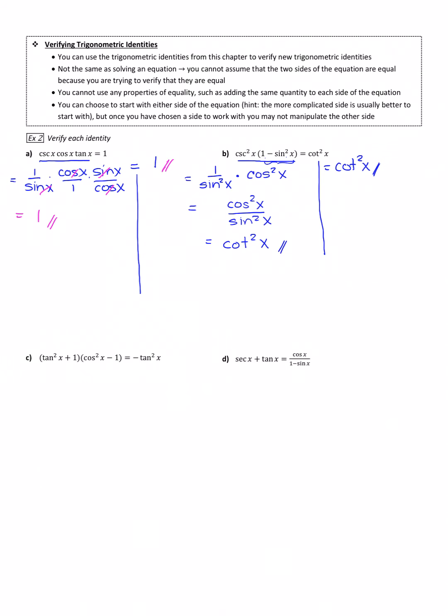In this next example, I could FOIL this out, but first, whenever you see something squared in 1, you want to test it against your Pythagorean identities. So I am going to work on this side. So my goal is to get minus tangent squared x. And so this right here has as an identity secant squared x.